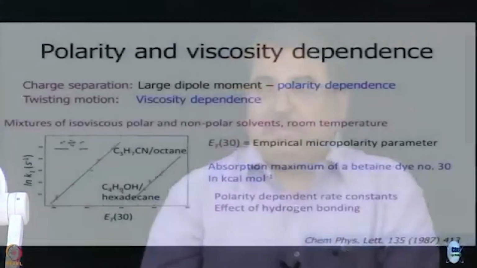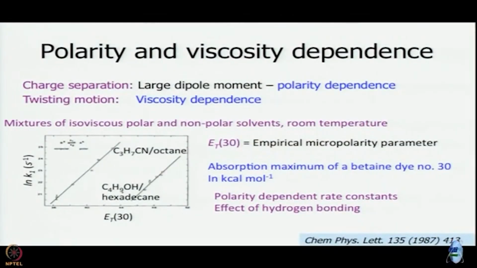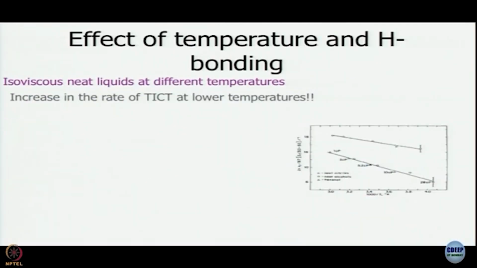Okay. So, we have polarity dependent rate constants, that is for sure, and there is some effect of hydrogen bonding. So, the second piece of experiment that they did, earlier one, remember what it was? It was mixtures, isoviscous mixtures at room temperature. Second experiment is in isoviscous liquids at different temperatures. It is important to understand what we are talking about here.